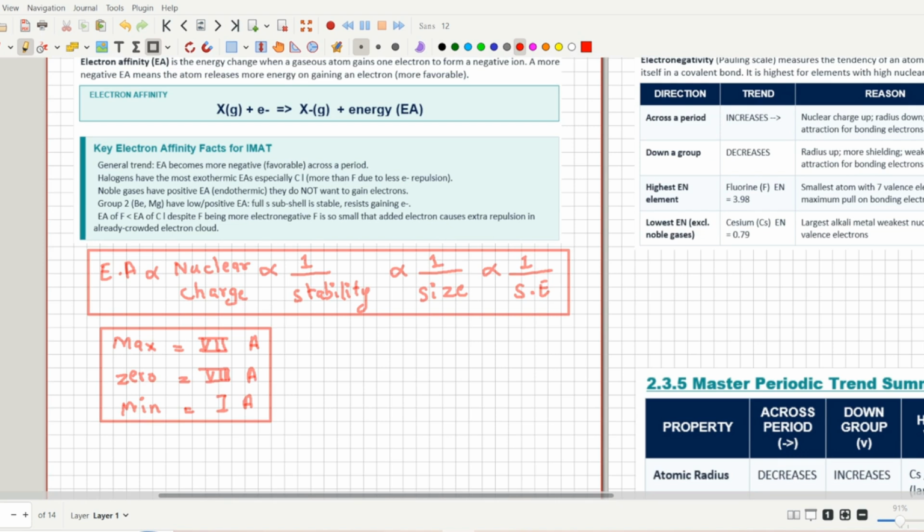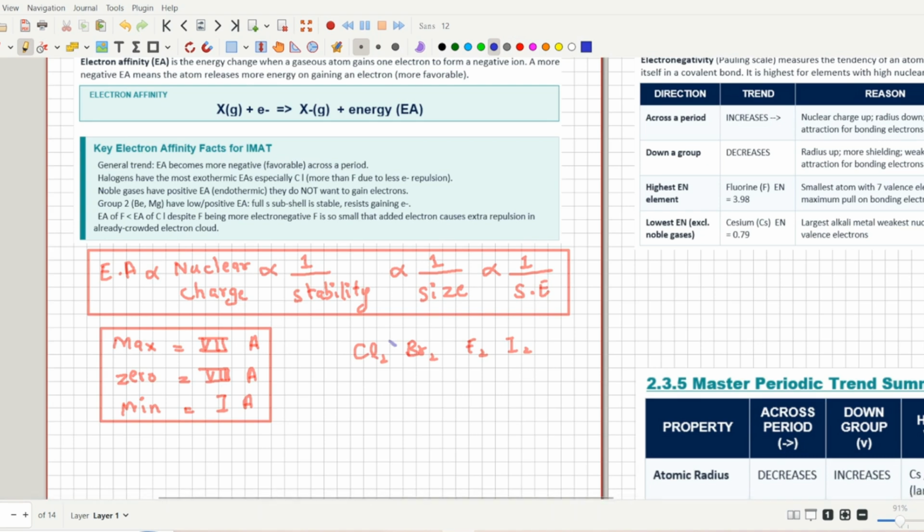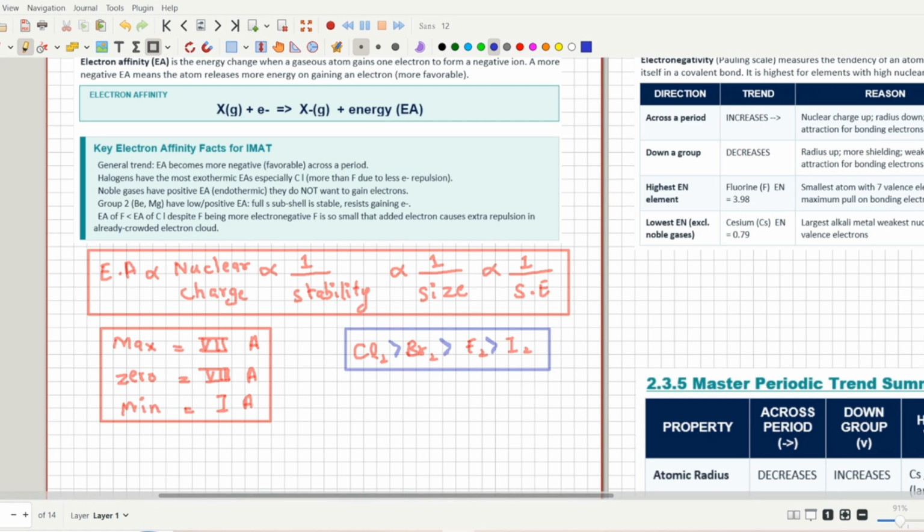If we talk about exceptions for electron affinity, before we talk about exceptions, there is a table that you need to memorize. The table is chlorine, bromine, fluorine and iodine. This is the sequence for electron affinity. Chlorine has the highest electron affinity, bromine has less, then fluorine has less, and then iodine has the lowest electron affinity. You don't need to know the reason behind this, you just need to memorize it, because it is really complex and this is an exceptional case.